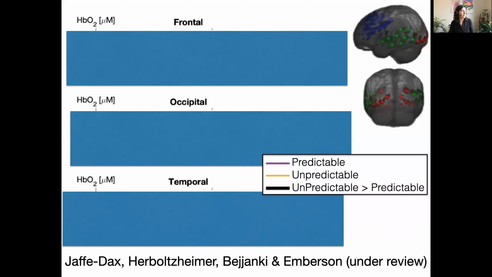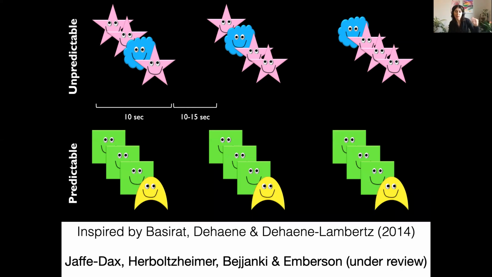And what we found, oh, I forgot to mention a crucial detail. Each of these shapes also has a unique sound. So it's audio visual. That's because we wanted to see, was this going to occur in the occipital lobe, and was it going to occur in the temporal lobe? And it could be both.